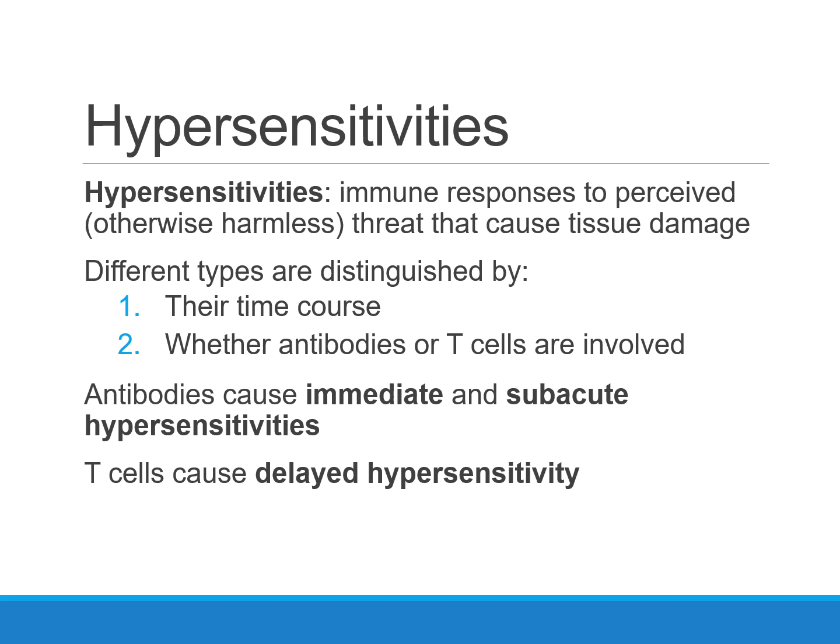Hypersensitivities, this is an immune response that's overblown to something that's typically harmless. So there are different types that are distinguished by their time course and whether the antibodies or the T cells are involved in the process. Antibodies cause immediate and subacute hypersensitivities. T cells cause delayed hypersensitivities.